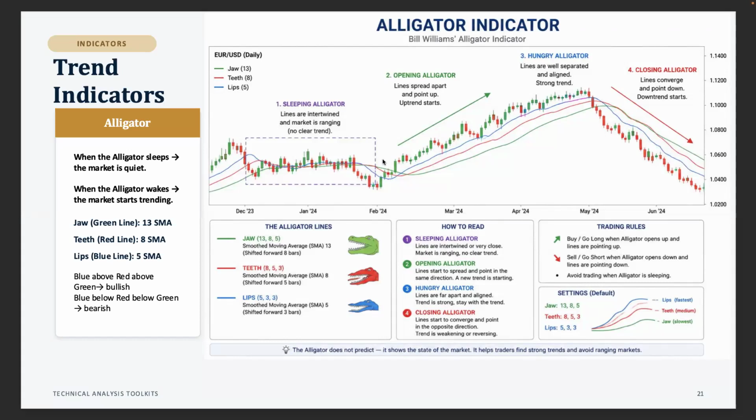So what I do is I use the 20/50 on the daily chart. I use the alligator on the weekly chart. With the weekly chart, I will see what the alligator is saying, and on the daily chart, I use the 20/50. The two of them should actually be pointing me towards the same direction.